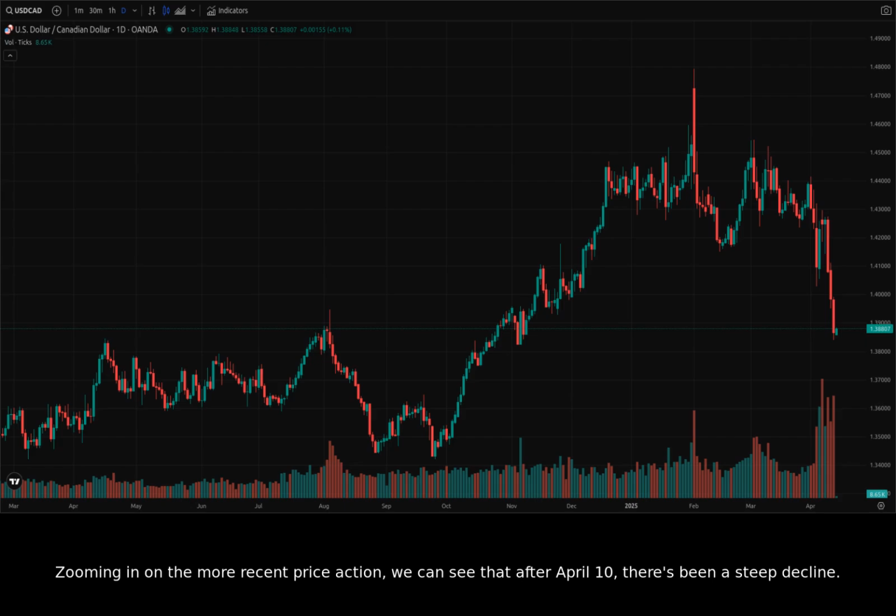Zooming in on the more recent price action, we can see that after April 10th, there's been a steep decline. Prior to that, starting on about March 24th, there was a period of uptrend. Let's dig into the hourly chart to examine the recent price action in more detail. Perhaps we can see some correlation in the hourly chart with our daily news.